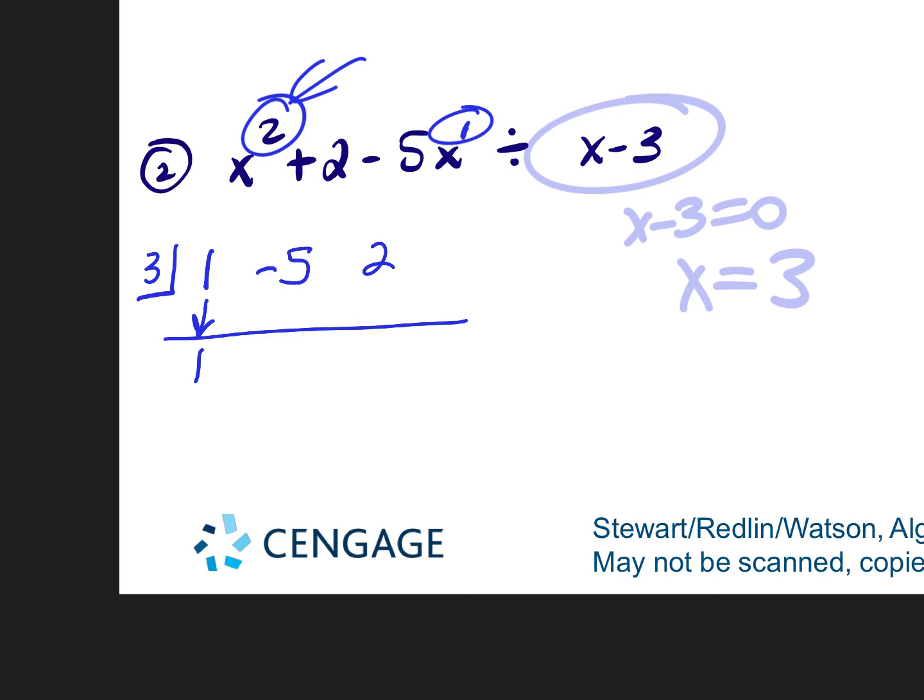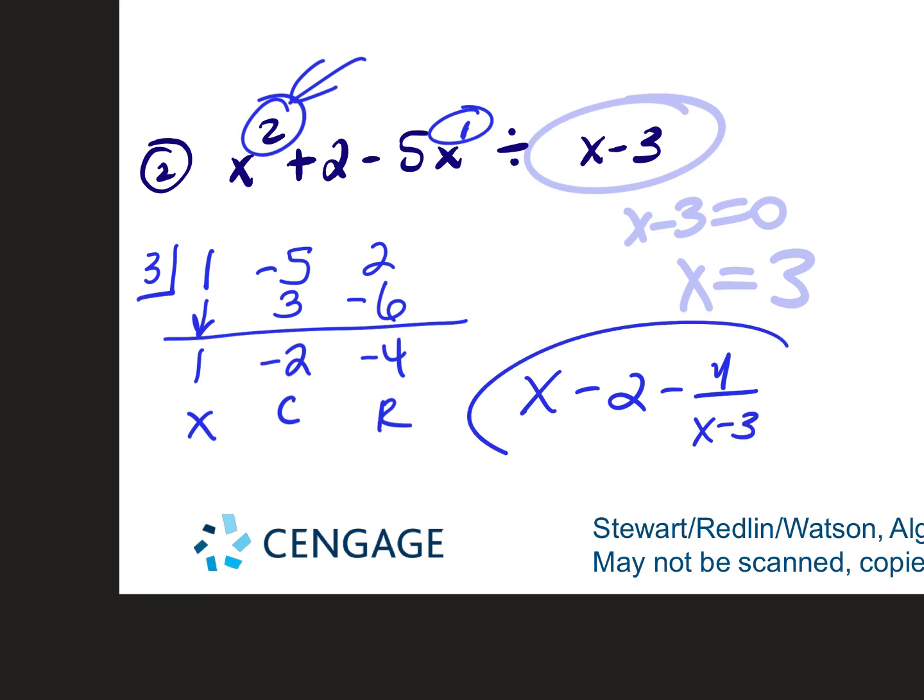1 times 3 is 3. Negative 5 and 3 is? Negative 2. Negative 2 times 3 is negative 6. What's 2 and negative 6? Negative 4. So what's your answer here? How do I write it? X minus 2 minus 4 over what we divided by? X minus 3.